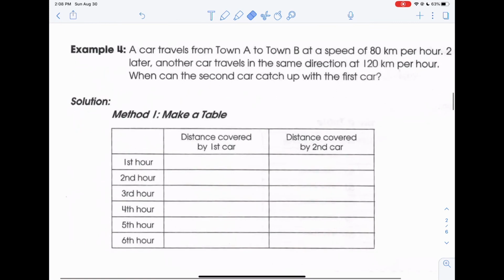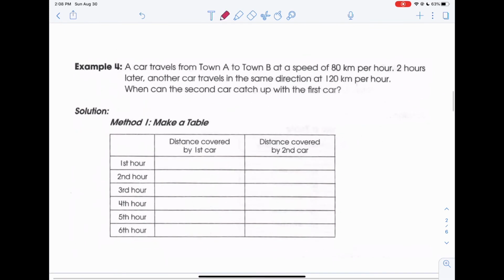So in the first hour, we know that the first car is 80 kilometers per hour. So in the first hour, it'll have traveled 80 kilometers. In the second, another 80, so 160, and then another 80, 240, and then another 80, another 80, another 80, so 320, 400, 480.